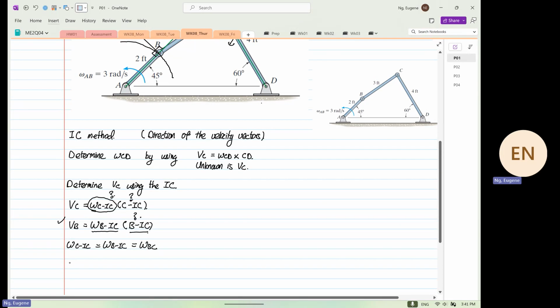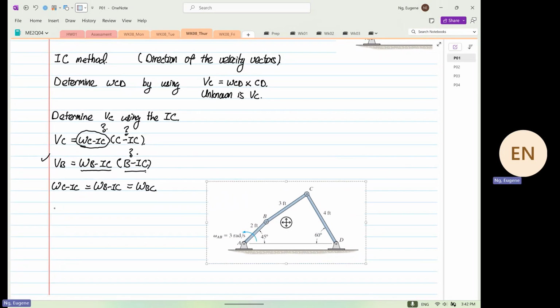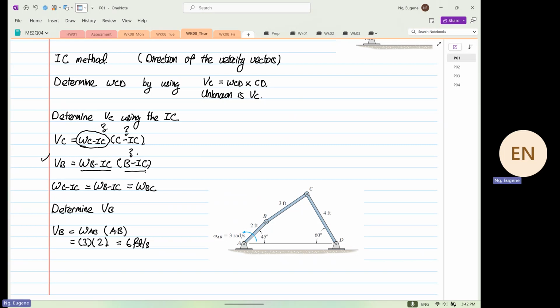So now we can determine VB. VB is equal to omega AB multiplied by the length AB. Omega AB is 3 and AB is 2. So this gives me a value of 6 feet per second. Coming back to our equation, now we know VB.